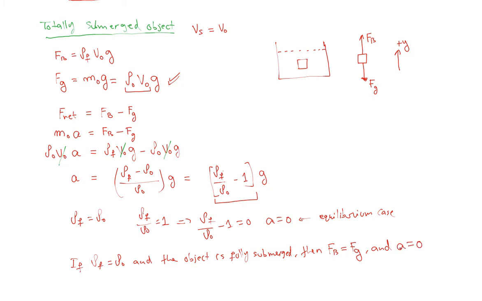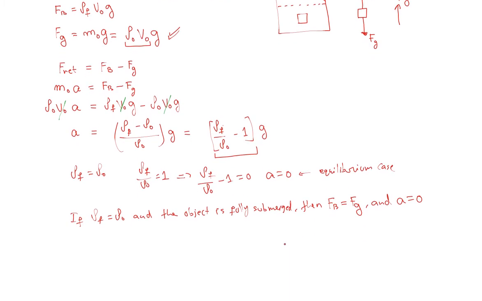So if it's initially going down with some initial velocity, it's going to continue going down with the same constant velocity. If it's at rest, if you submerge it and it's at rest initially, when you leave it, it's just going to stay there. Okay. And as you can see, this was one possibility.